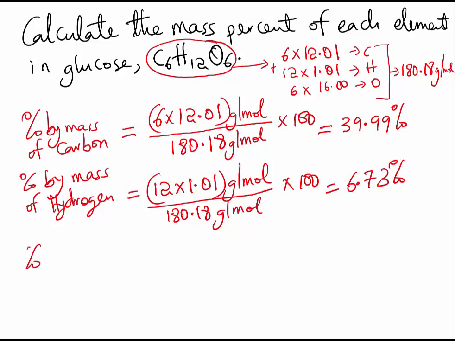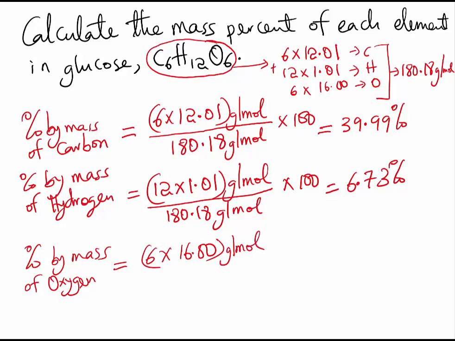And the percentage by mass of oxygen in glucose will be 6 times 16.00 gram per mole divided by 180.18 gram per mole times 100. And if you put all of these numbers into a calculator, you should get 53.28%.